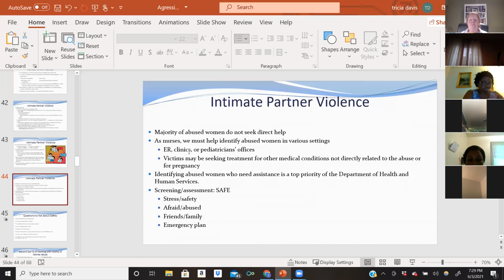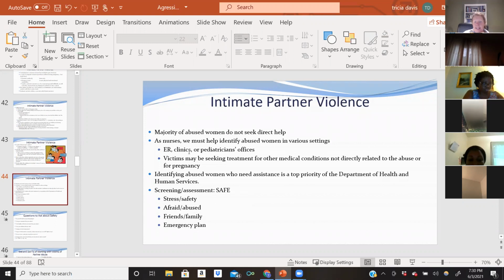As nurses, we must make sure that we can identify abused women in a variety of different settings depending on where we work. So we can see these people in the ER, we can see them in outpatient clinics, in pediatrician offices. Victims may come in and they are seeking treatment for other medical conditions not related to the abuse, or if they're pregnant, for their pregnancy, but there may be things that you recognize that are not normal. Identifying abused women who need assistance is the top priority of the Department of Health and Human Services.